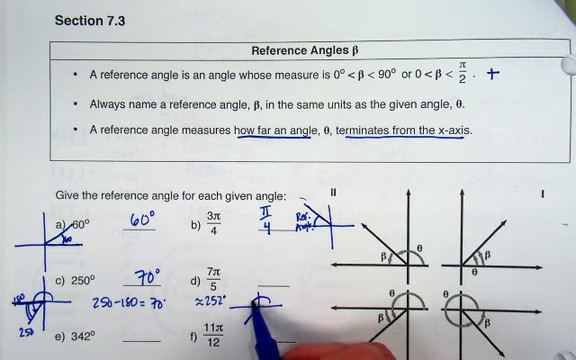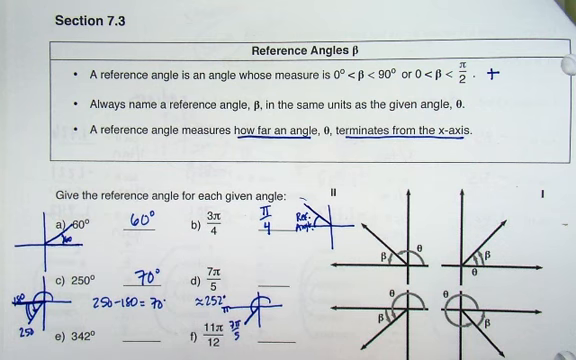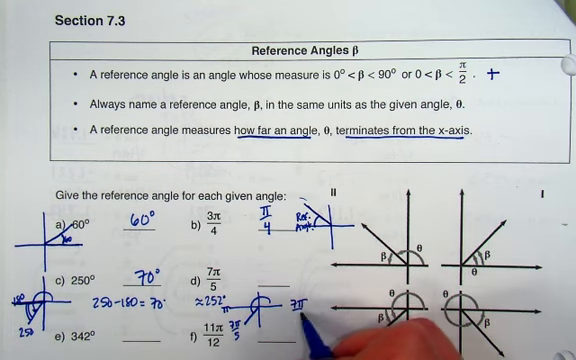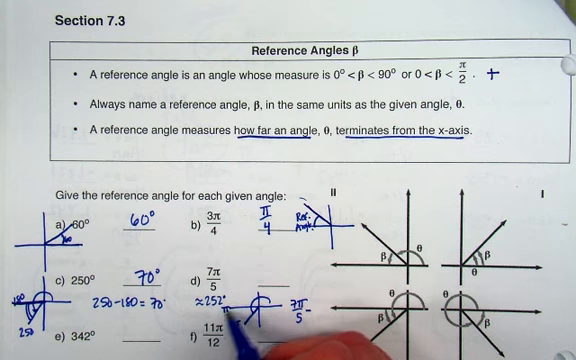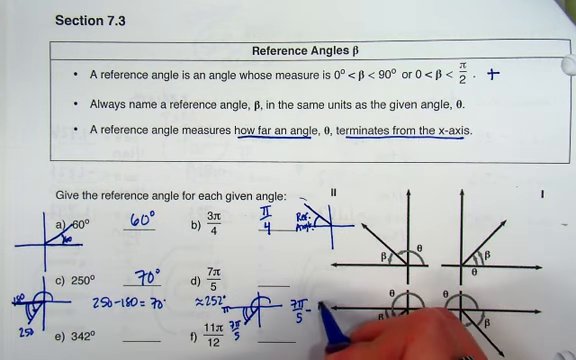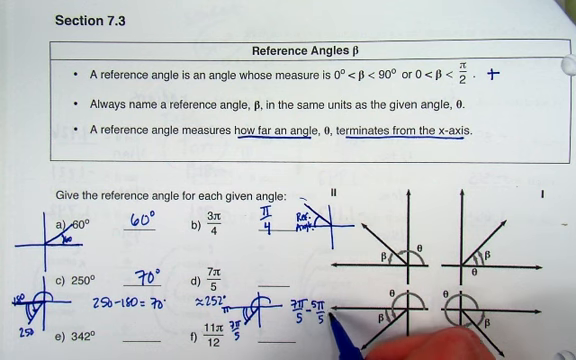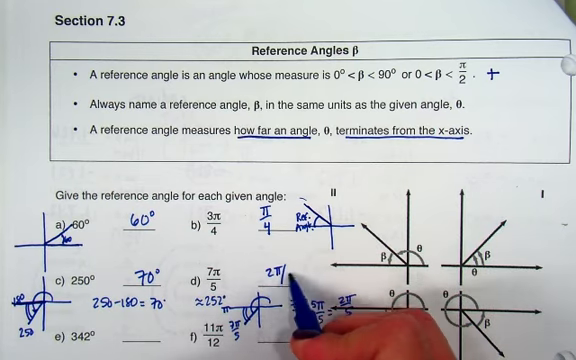So again, I want to take that 7 pi over 5. I'm going to stick to radians here. This is pi radians. So I want to do the same subtraction problem I did before, but I'm going to do 7 pi over 5 minus pi, because I only want this distance here. So when I get a common denominator, that would become 5 pi over 5. 7 pi minus 5 pi would just be 2 pi over 5. So my reference angle is 2 pi over 5.